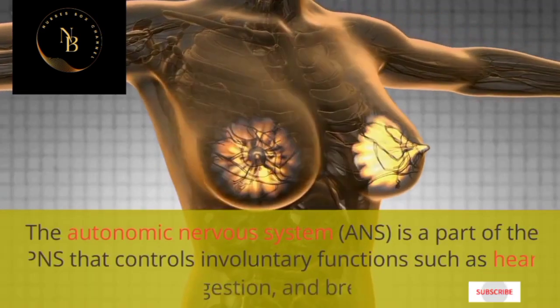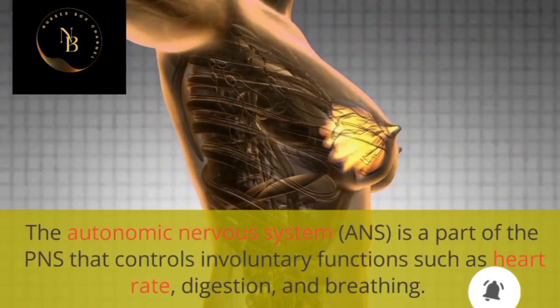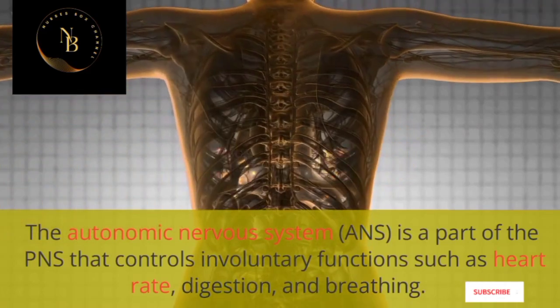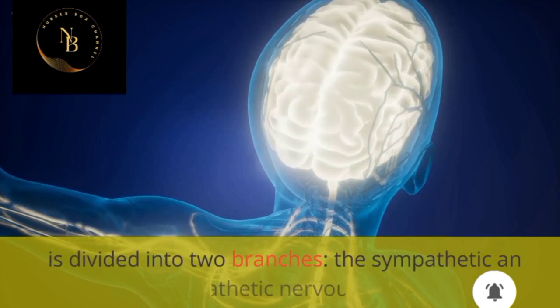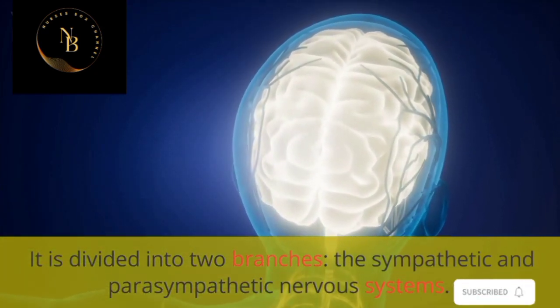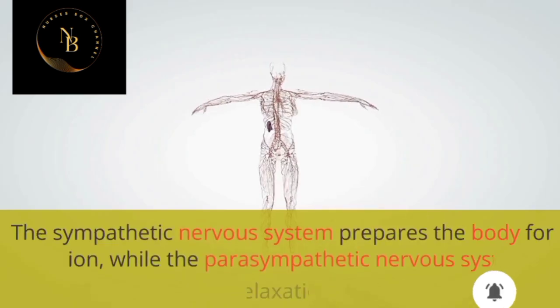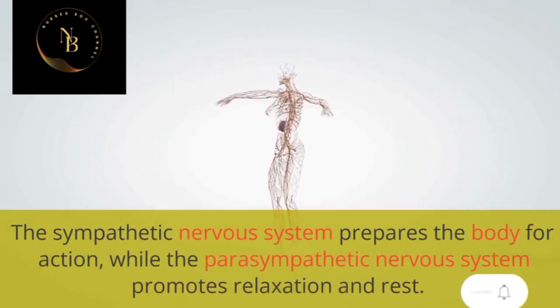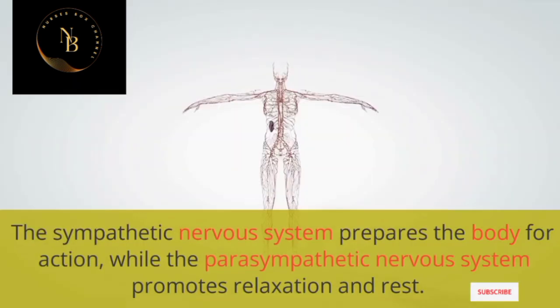The autonomic nervous system, ANS, is a part of the PNS that controls involuntary functions such as heart rate, digestion, and breathing. It is divided into two branches: the sympathetic and parasympathetic nervous systems. The sympathetic nervous system prepares the body for action, while the parasympathetic nervous system promotes relaxation and rest.